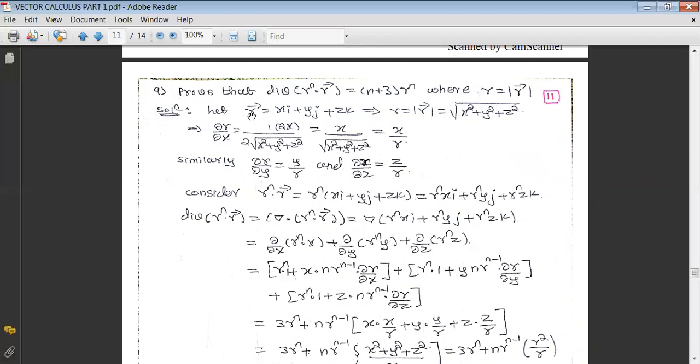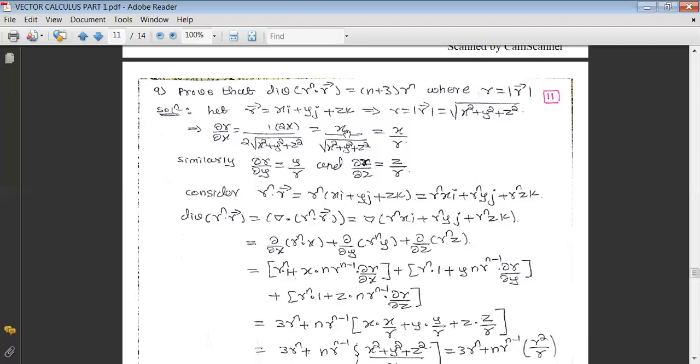Now given r bar, let r bar equal xi plus yj plus zk, and this implies r is nothing but the magnitude of r bar, that is given by square root of x square plus y square plus z square. And once you differentiate this r partially with respect to x, that is 1 upon 2 times square root of x square plus y square plus z square, and the derivative of the quantity inside the root with respect to x, partially treating y and z as constant, we get 2x.